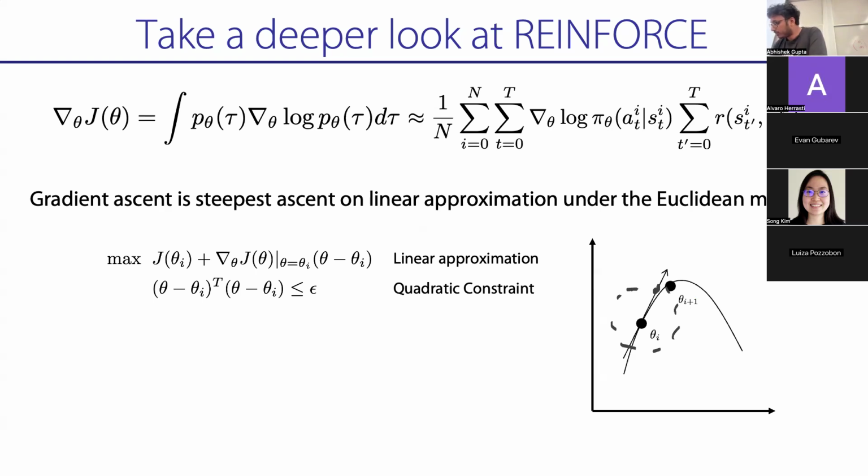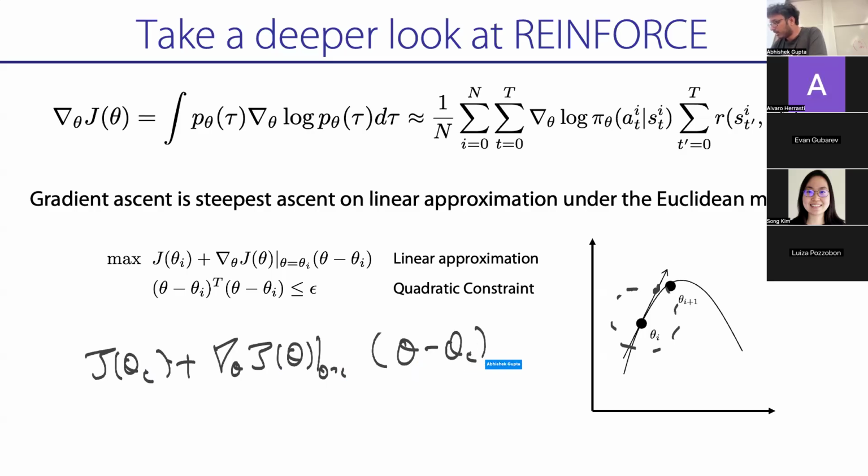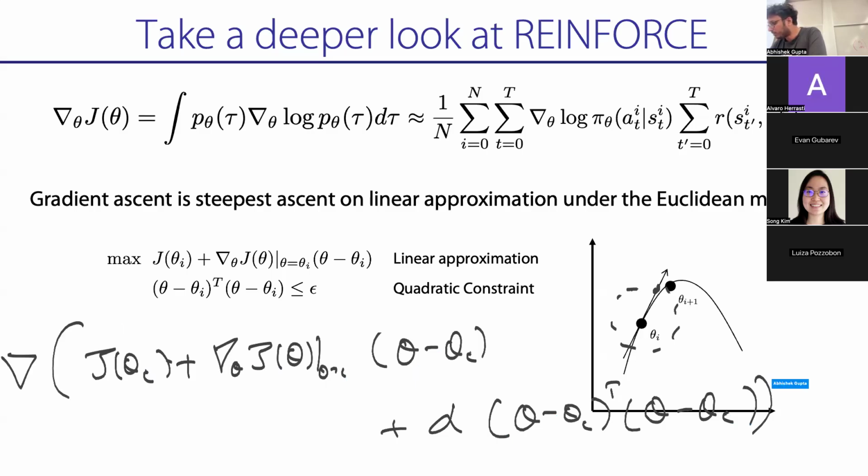Take this objective, which is J(θ_i) plus the gradient of J(θ) at θ equal to θ_i, times (θ minus θ_i). Then you can add a quadratic penalty. Take the gradient of this whole thing with respect to θ and set it to 0, since you're trying to find the maximum. This term doesn't depend on θ, but this term does depend on θ.